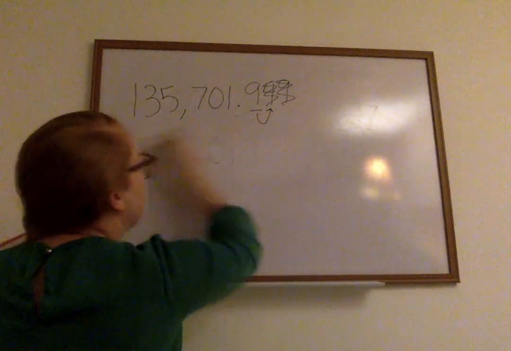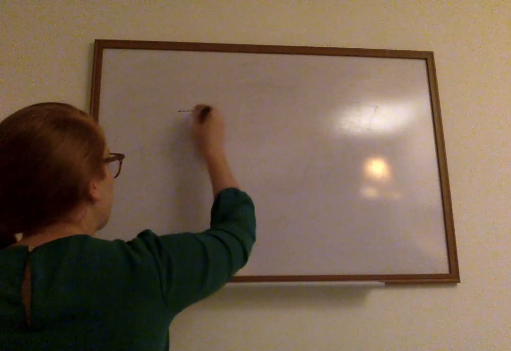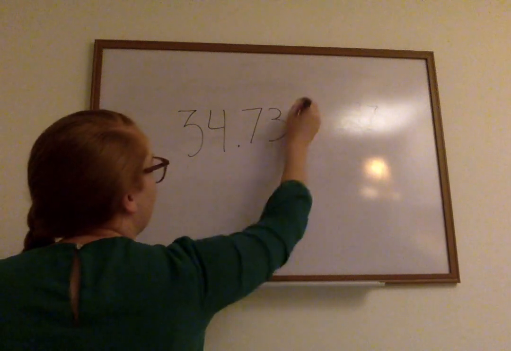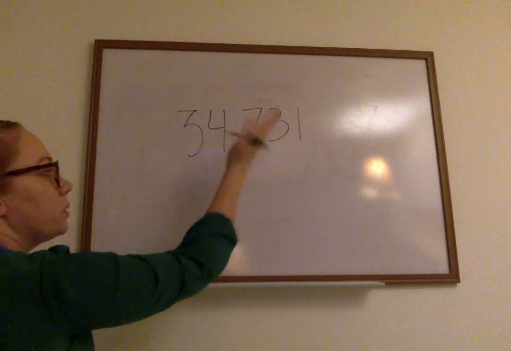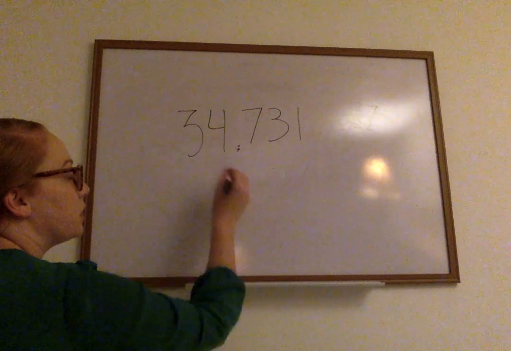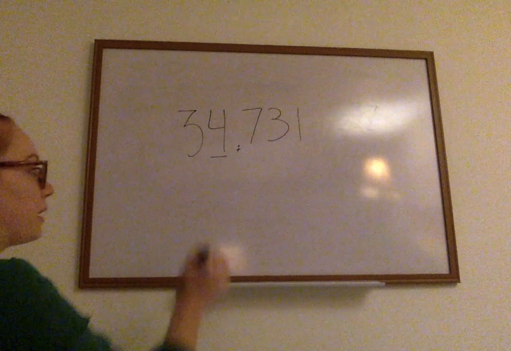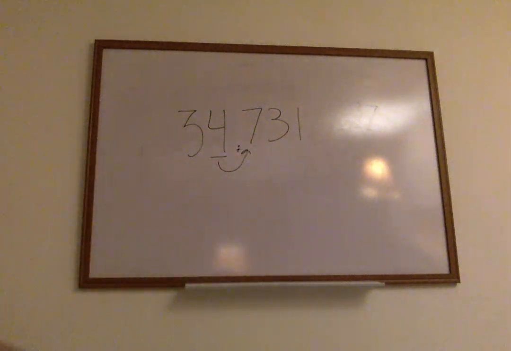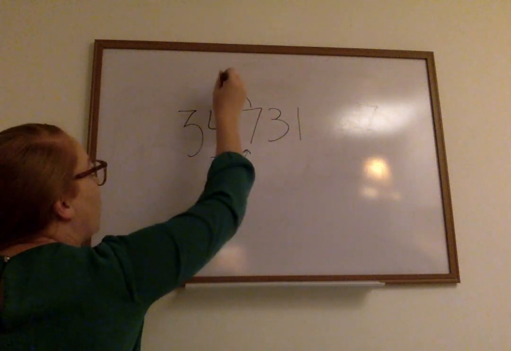All right, now sometimes it'll say you're going to round to the nearest whole number. So for example, if this was the problem and it said the nearest whole number, we know that this side is decimals, this side is whole numbers. The nearest one is the one closest to this decimal. In this case, it's a 4. So I'm going to look at my 4, and I'm going to look next door to my right. I see I have a 7. My 7 is bigger than a 5, so I'm going to add 1.